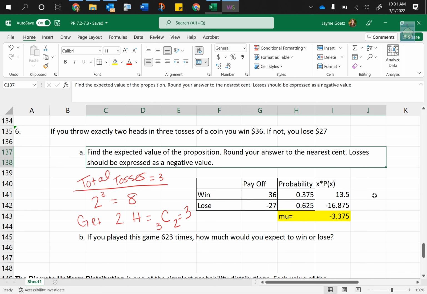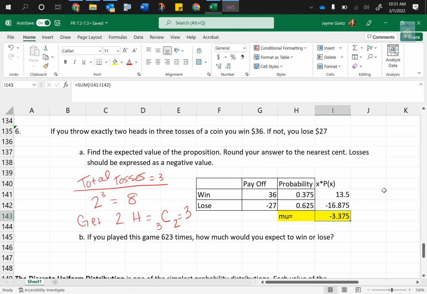Now be careful, because part A did say find the expected value, but it said round your answer to the nearest cent. We did have a lot of issues with reading those directions on the test. I had a lot of people say, how are we supposed to round this, when it said in the instructions, round your answer to the nearest cent. Losses should be expressed as a negative value. So my answer here is negative 3.375.